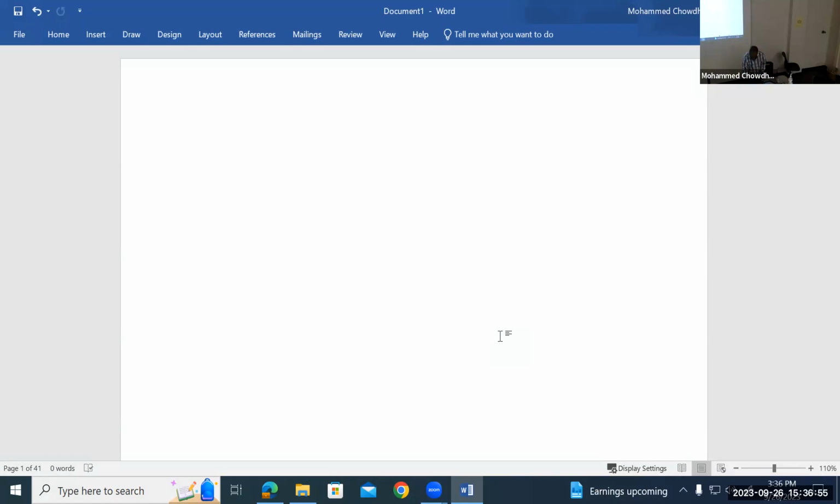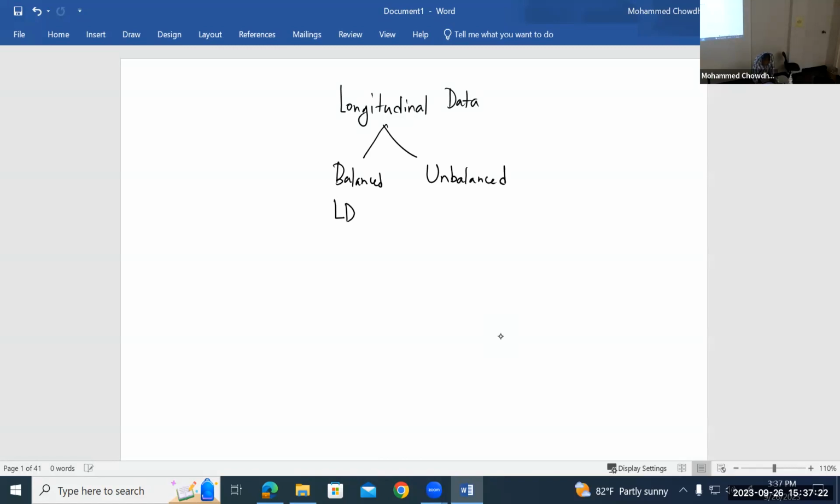Here is the pen. So last video I stopped at longitudinal data. I stopped there. So longitudinal data are of 2 types. One is called balanced longitudinal data, and another one is unbalanced longitudinal data. Longitudinal data has another name. It is known as panel data. Okay, panel data. So what are longitudinal data or panel data?